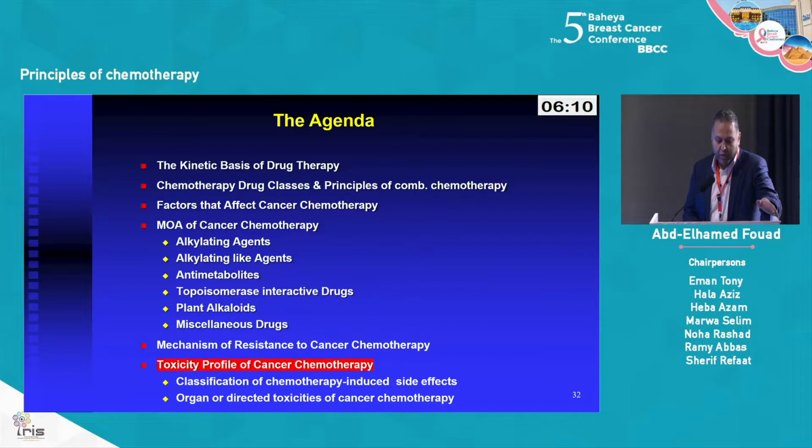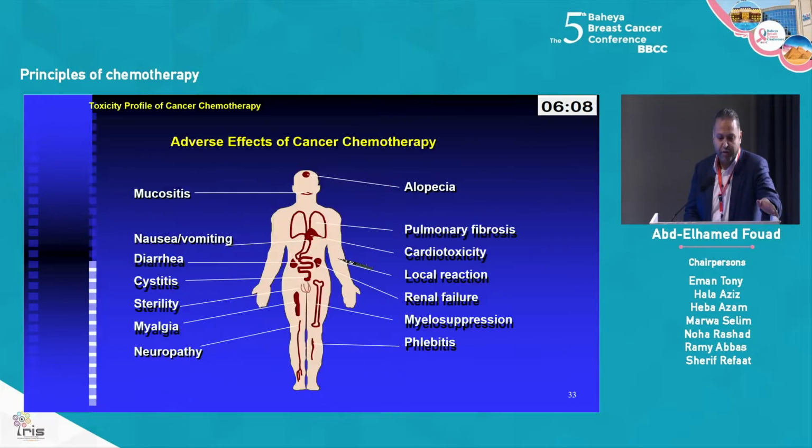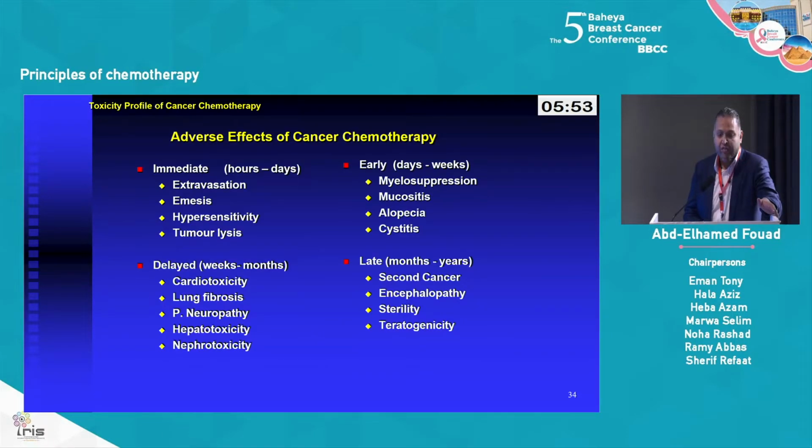We will move quickly to the toxicity profile of cancer chemotherapy. Different cancer chemotherapies have different toxicity profiles, including alopecia, mucositis, nausea, vomiting, diarrhea, cystitis, pulmonary toxicity, cardiotoxicity, hepatotoxicity, and nephrotoxicity. Adverse effects may occur immediately, hours to days after chemotherapy infusion, especially extravasation, emesis, hypersensitivity, and tumor lysis, or may occur early, days to weeks after chemotherapy infusion, like myelosuppression, mucositis, alopecia, and cystitis.